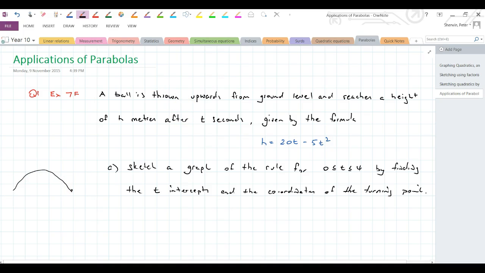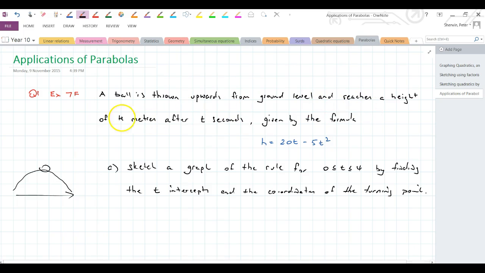So the flight of a ball or any sort of projectile generally takes on a parabolic shape, and then we can model it with an equation, and then we can find out things like what's the maximum height, how far did it travel, all this sort of stuff. So, applications of parabolas. We're in exercise 7F, on page 461, and I'm looking at question 1 from that exercise. Just to get us started, I'm going to have a look at another example as well, if we have time.